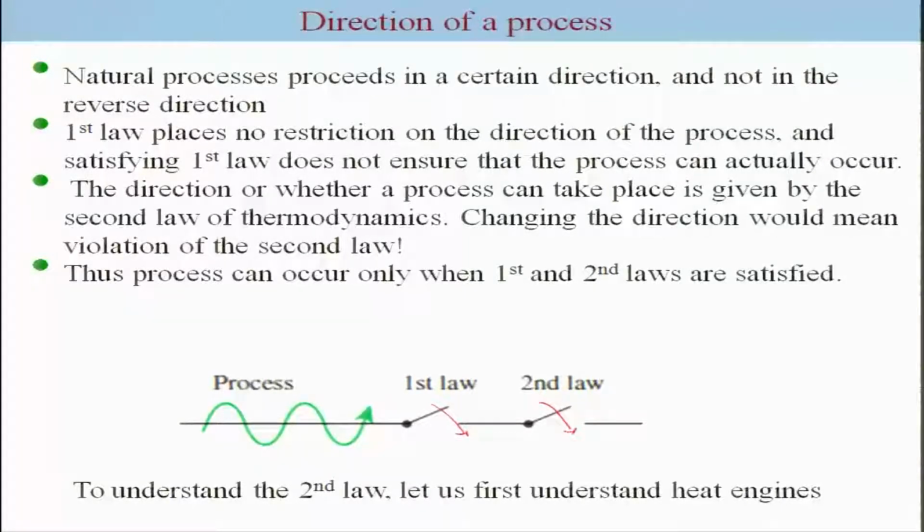So, in other words, the direction in which a process can take place is given by the second law of thermodynamics. The first law of thermodynamics does not put any restriction on the direction of the process, so it cannot ensure that the process can actually occur. Changing the direction is controlled by the second law of thermodynamics. Hence, changing the direction would mean violating the second law. So, as I said, a process can occur only when the first and second laws are satisfied.